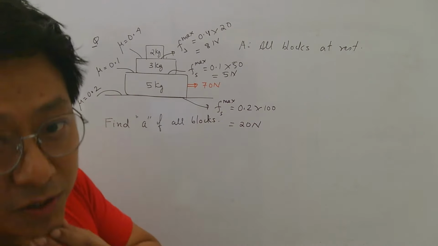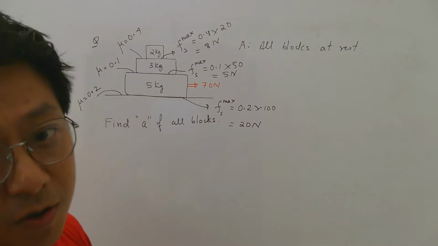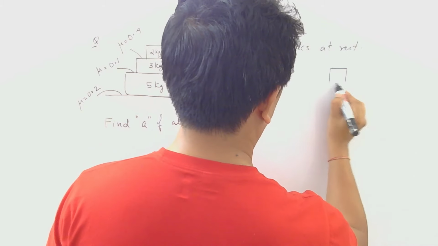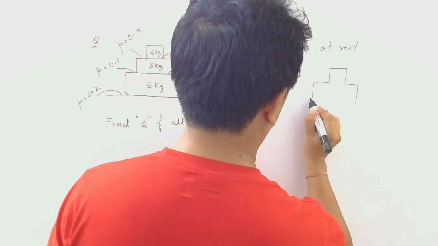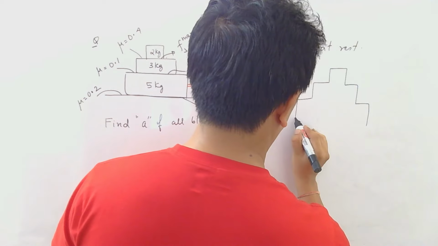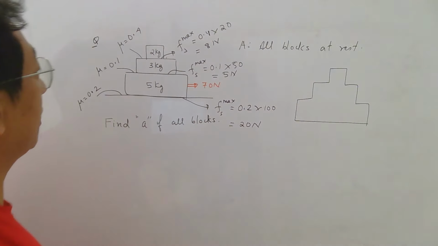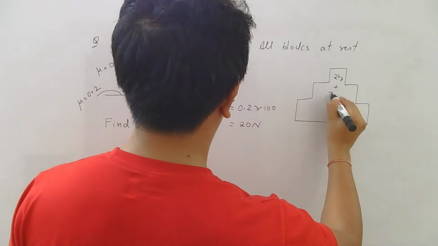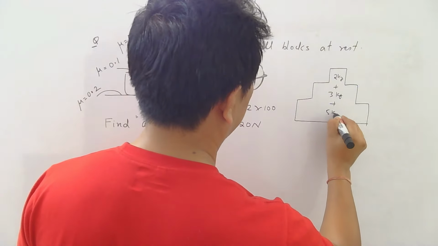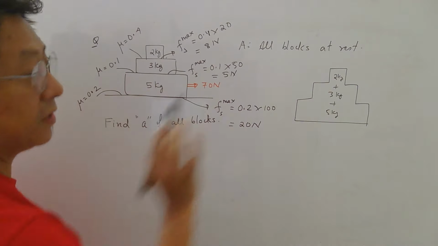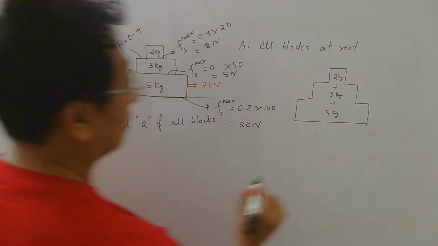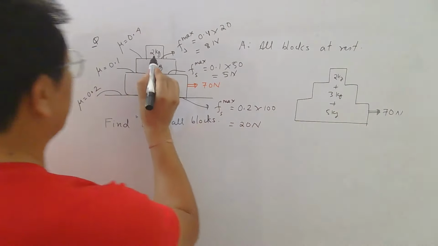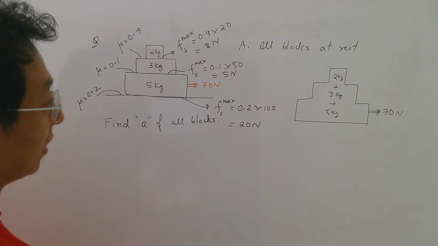So first we need to check whether all the blocks are at rest or not. Okay. So for that I will draw the free body diagram of the whole system. So the mass of the whole system is 2 kg plus 3 kg plus 5 kg. The frictions here will be internal. I will not draw that. Now when we apply this 70 Newton force, whatever friction here acts is internal, right? So I will not show that.